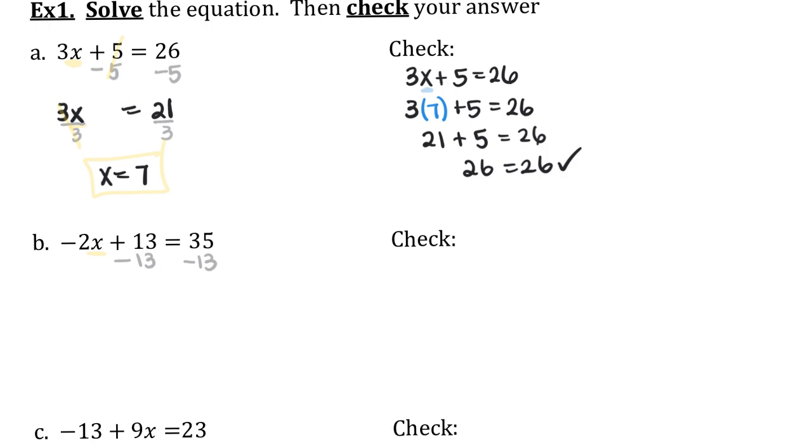Okay, let me bring down negative 2x. If I do 13 minus 13, I get 0, so I don't bother writing it. Equals 35 minus 13, which is 22. Okay, so I have negative 2x equals 22. Since I want to cancel the negative 2 now, I'm going to divide by negative 2, because negative 2x means negative 2 times x. If you do it on the left, you do it on the right. X equals 22 divided by negative 2, which is negative 22 divided by 2, which is negative 11.